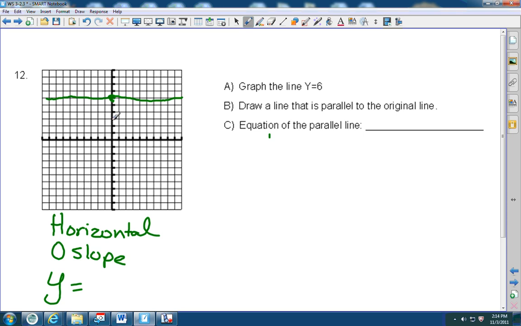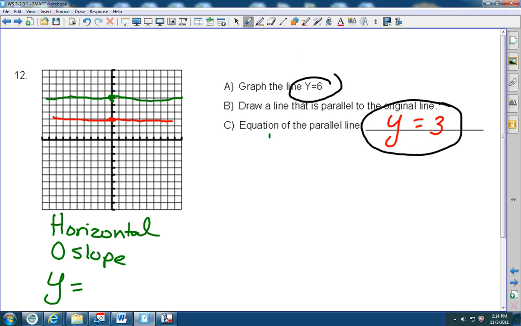Well, it doesn't matter which one you do. I can go anywhere on here. I'm going to draw a line here and write the equation. 1, 2, 3. It is y equals 3. Put these two in the calculator into y1 and y2. Put this into y1 and this into y2 and press graph and see if they look the same.